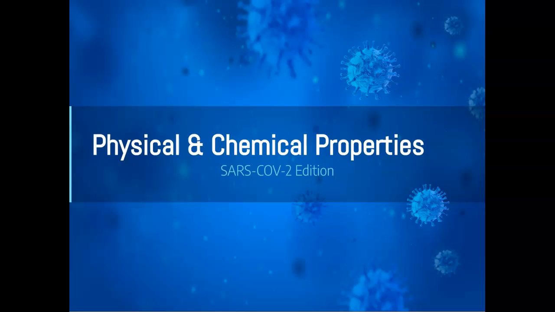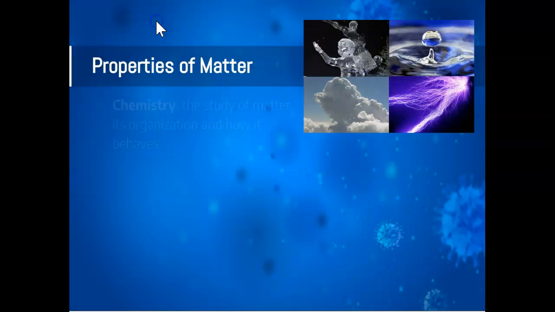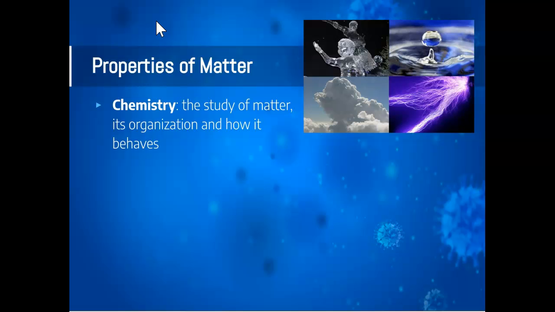All right, we're going to talk about matter and the physical and chemical properties of it today. All right, so first off, what is chemistry? Well, chemistry is the study of matter, its organization, and how it behaves. So, matter specifically is anything that has mass and takes up space.